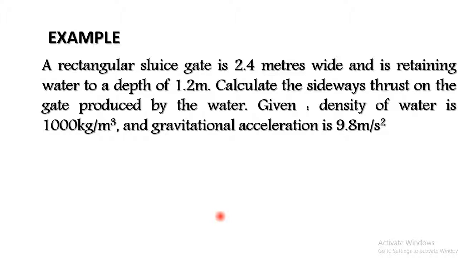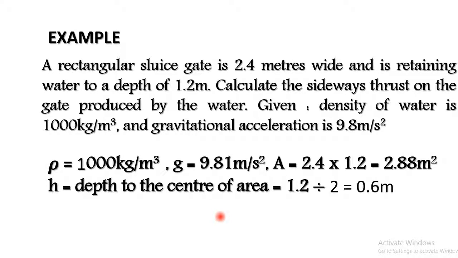Now let's look at the example and see how we can work this one out. We have a rectangular sluice gate that is 2.4 meters wide and is retaining water to a depth of 1.2 meters. Calculate the sideways thrust on the gate produced by the water, given that the density of the water is 1000 kilograms per cubic meter and the gravitational acceleration is 9.8. It's supposed to be 9.81 meters per second squared.